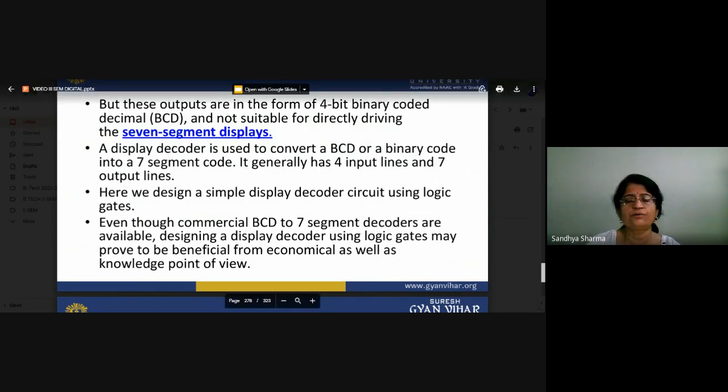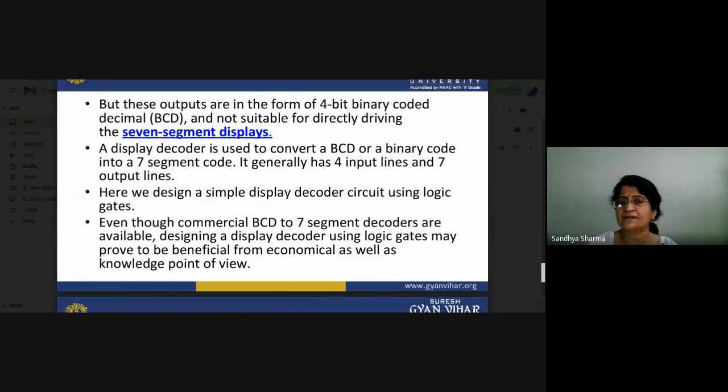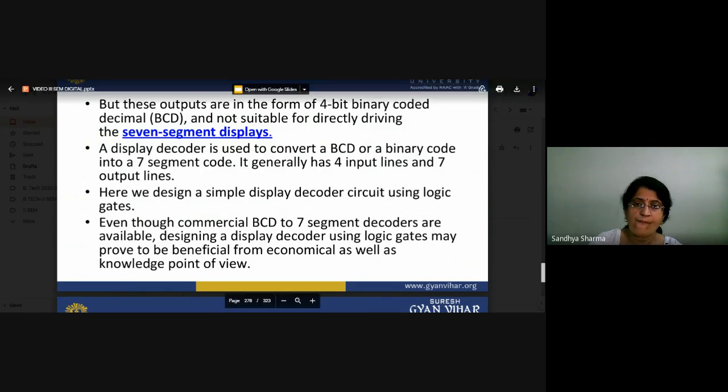So a display decoder is used to convert a BCD or binary code into 7 segment code, and it generally has 4 input lines and 7 output lines. So this is the basic theme. Here we design a simple display decoder circuit using logic gates. Even though commercial BCD to 7 segment decoders are available, we are designing a display decoder using logic gates. So that is basically BCD to 7 segment.